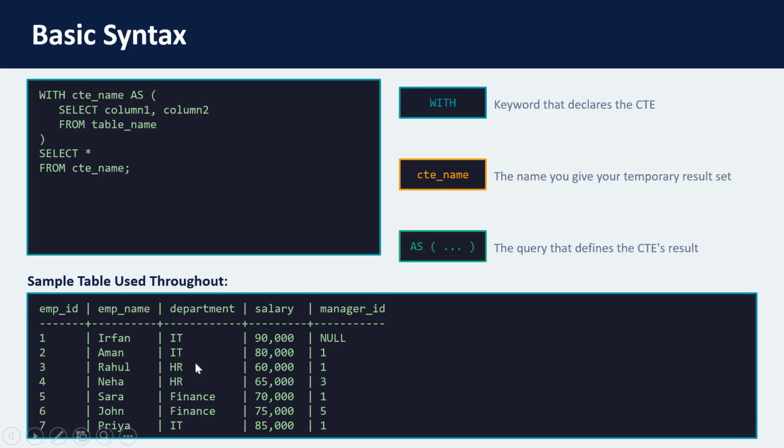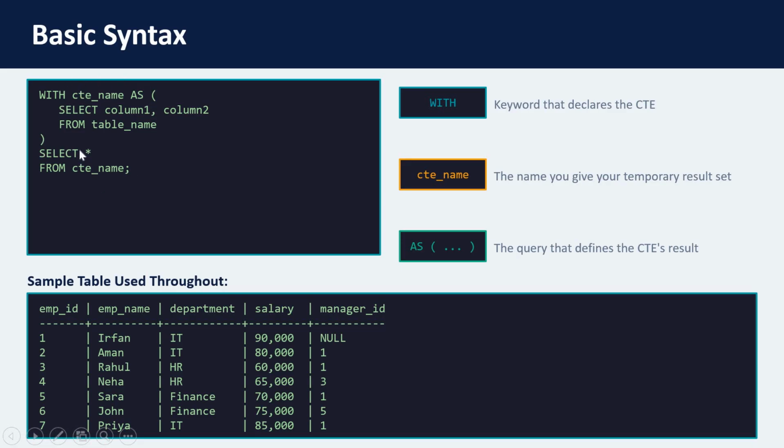It will find some records from this employee table and put them into the CTE name. Here the CTE name is a temporary name that behaves as a result set. The CTE name behaves as a result set that can be used by the outer query. So here we are saying select star from CTE name. It is saying: provide the column 1, column 2 information from this table, store it under this particular name, and then use that name.